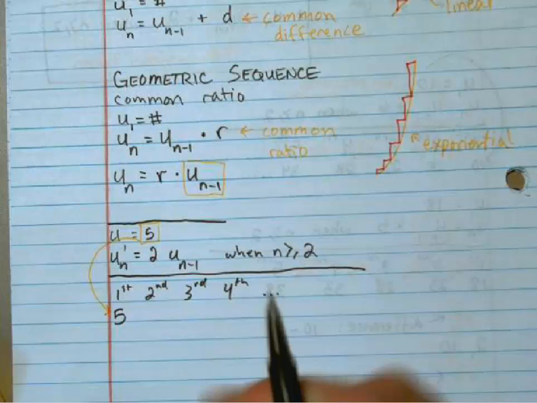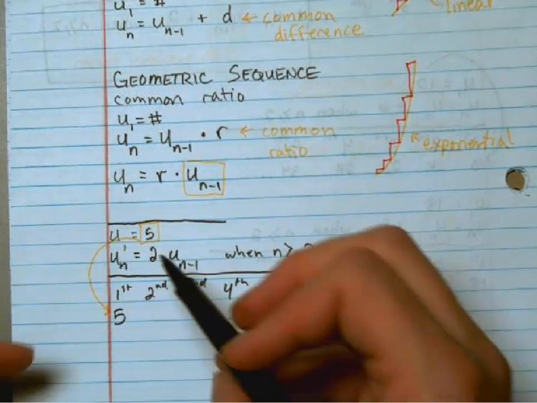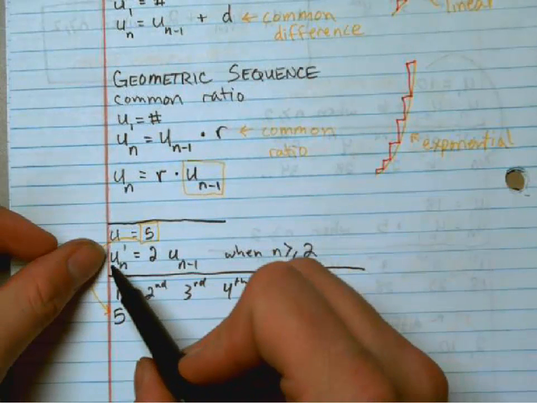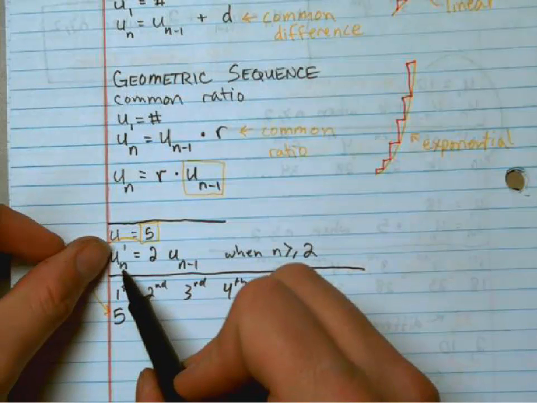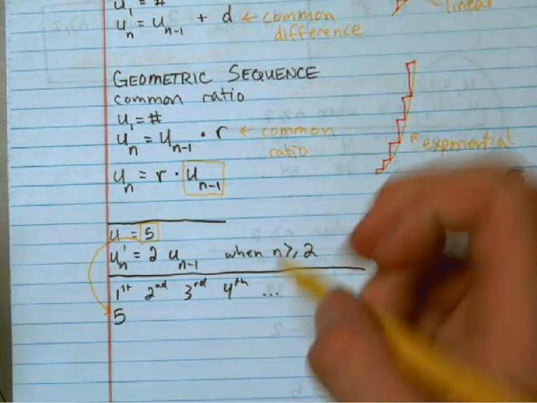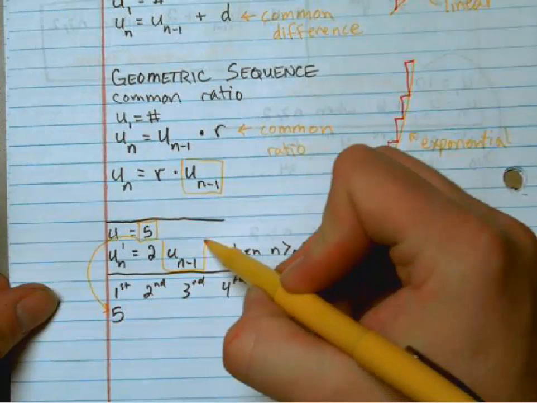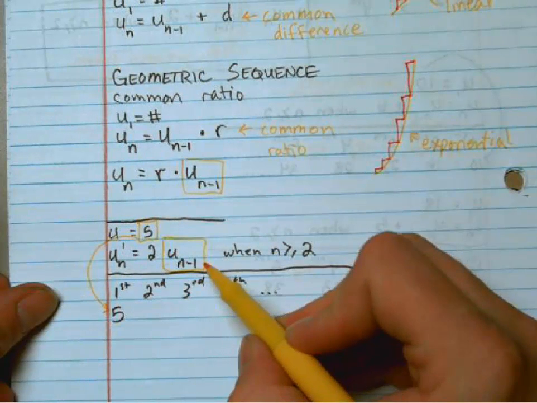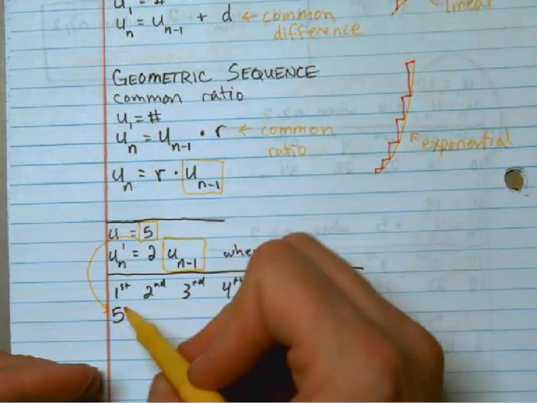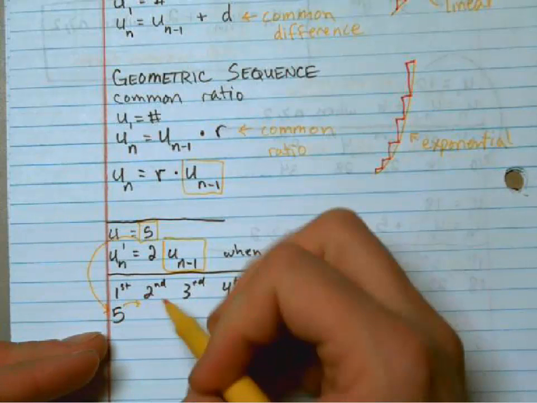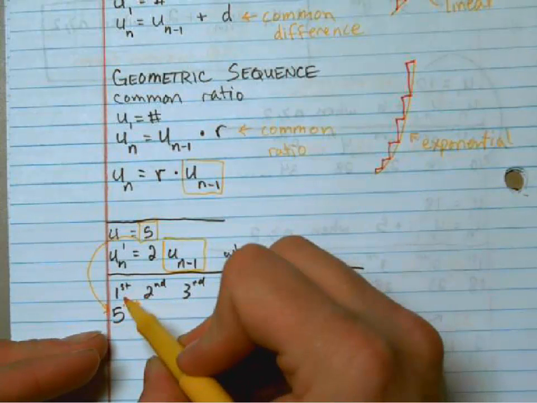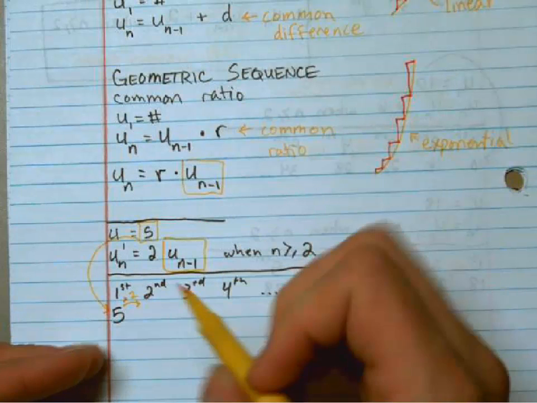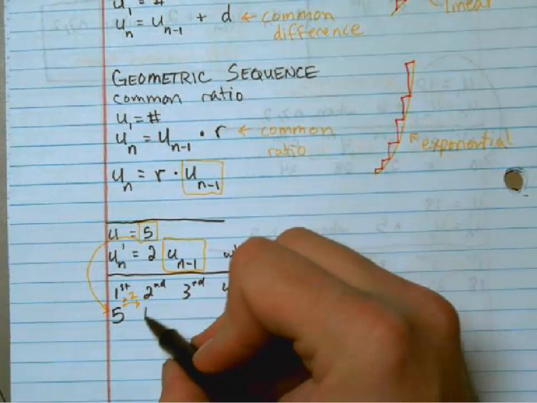The second term, well, how do I get that? Let's look at my rule. My rule says to find the nth term, we do 2 times u sub n minus 1. 2 times the previous term. So to go from 5, the first term, to the second term, we're going to multiply by 2. 5 times 2 is 10.